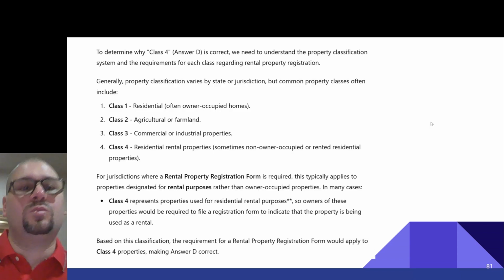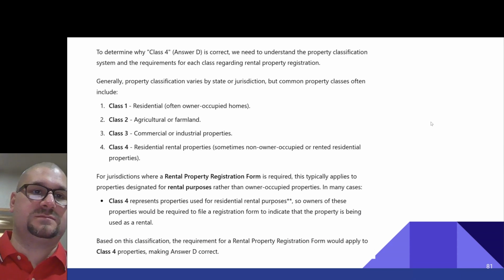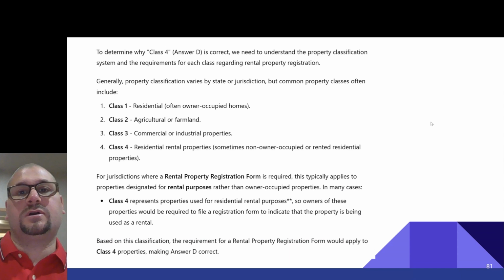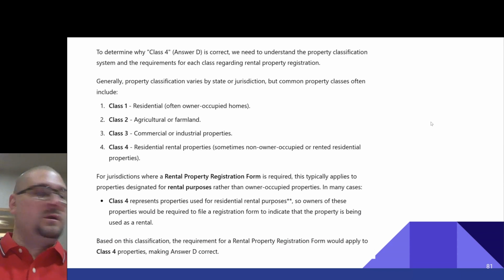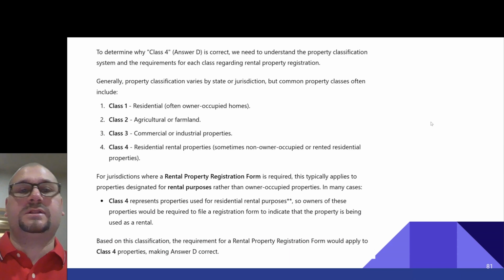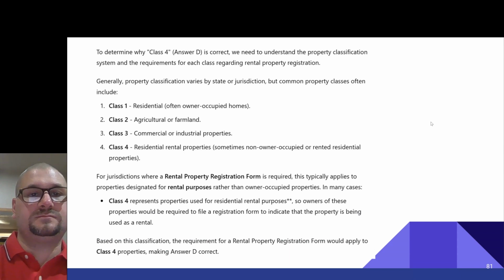So determine why Class 4 is correct. We need to understand the property classification system and the requirements for each class regarding rental property registration. Generally, property classifications vary by state or jurisdiction, but common property classes often include Class 1, which is residential, often owner-occupied homes. Right? So Class 1 is residential, owner-occupied homes.